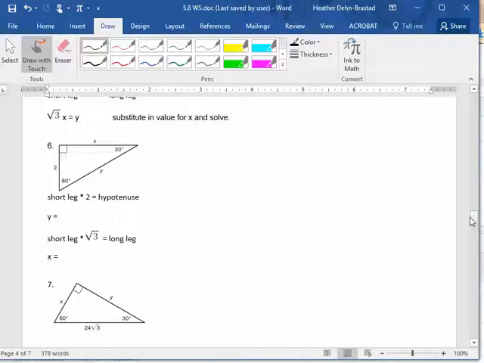Okay, number 6 is going to be easy because they give us the short leg to start with. So we're just going to be able to take the short leg times 2 to get the hypotenuse, and the short leg times the square root of 3 to get the long leg. And for the long leg, I would just leave this as 2 times the square root of 3.